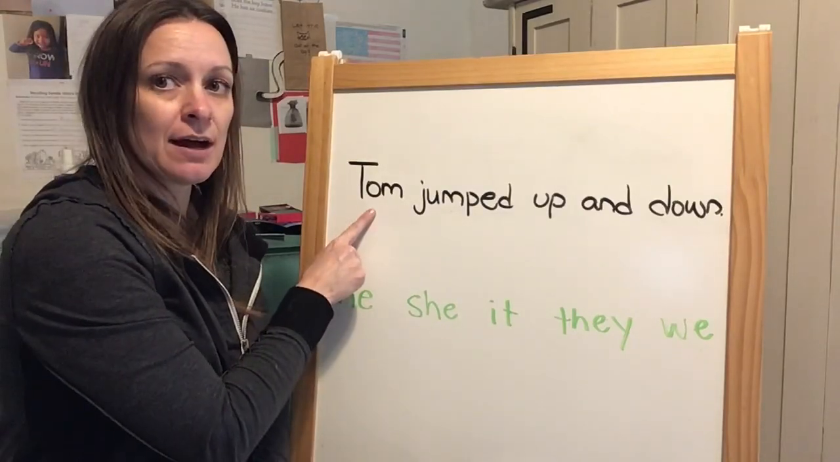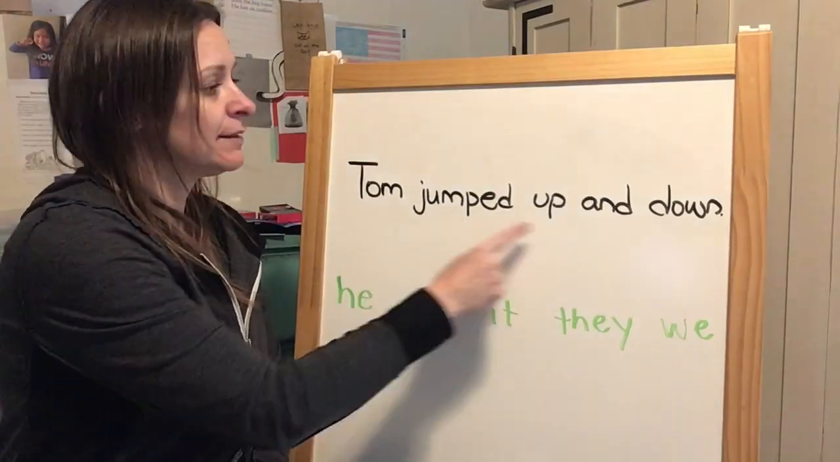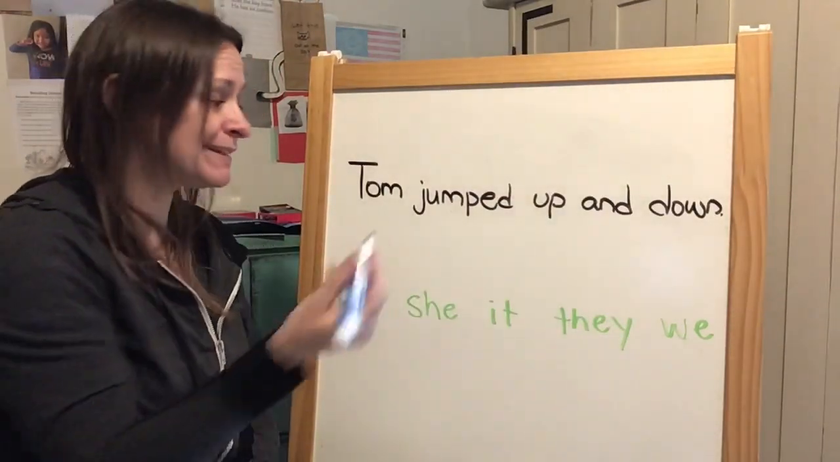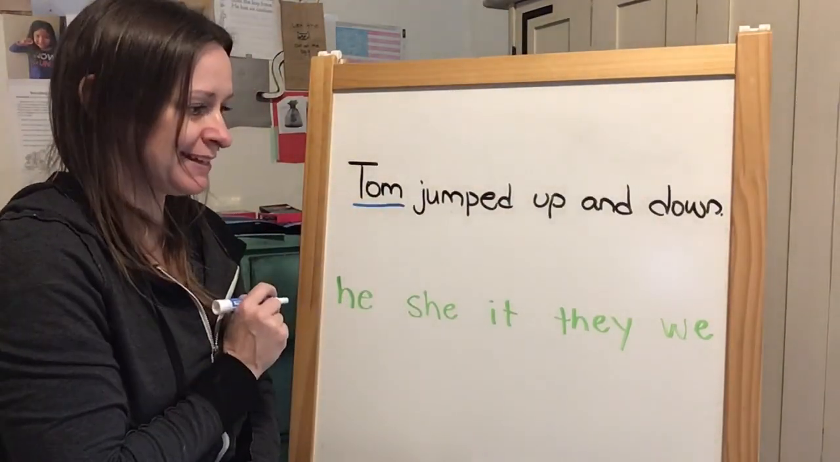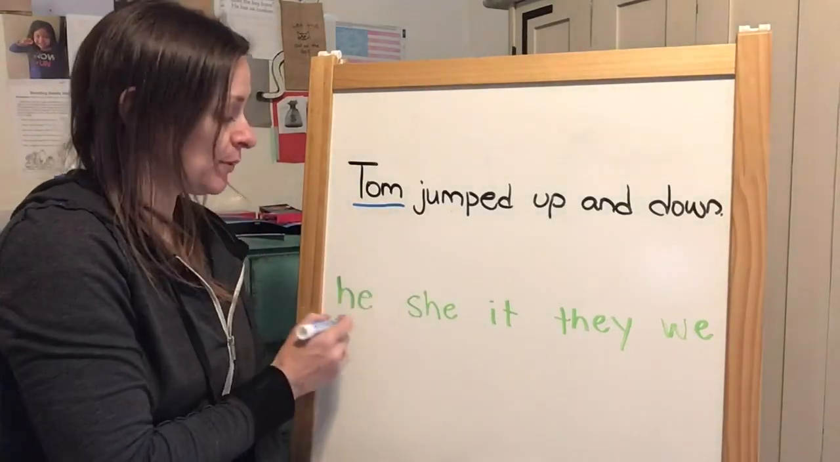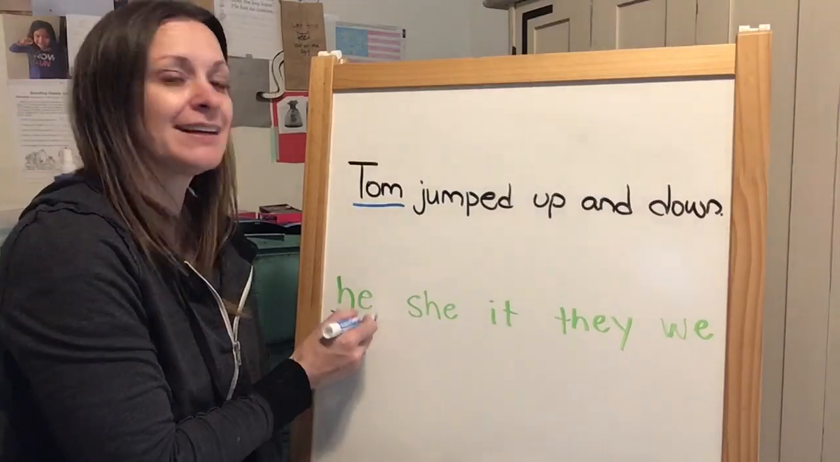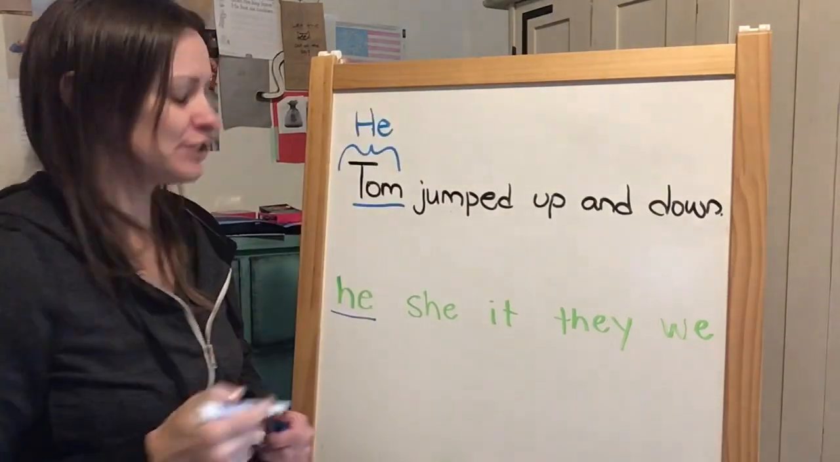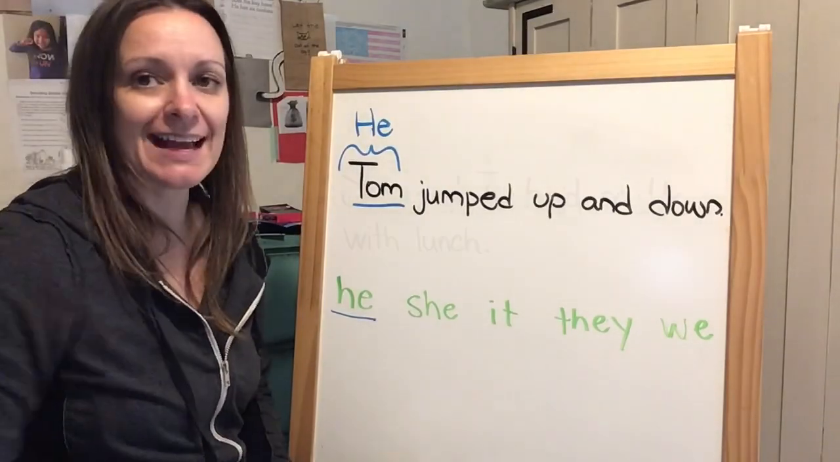Let's take a look at this sentence. Let's read it together. Tom jumped up and down. Who jumped up and down? Tom did. And which pronoun will we replace Tom with? We know he's a boy, so we replace it with he. He jumped up and down.